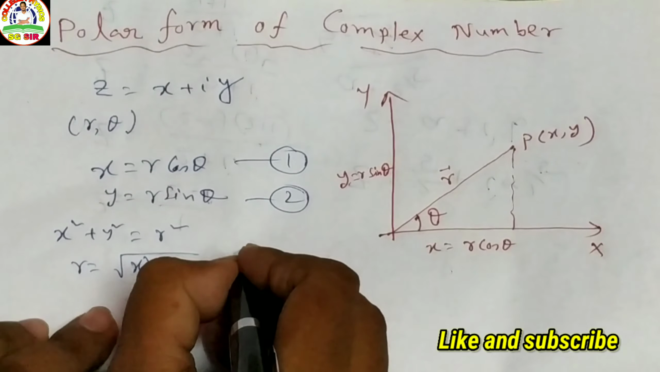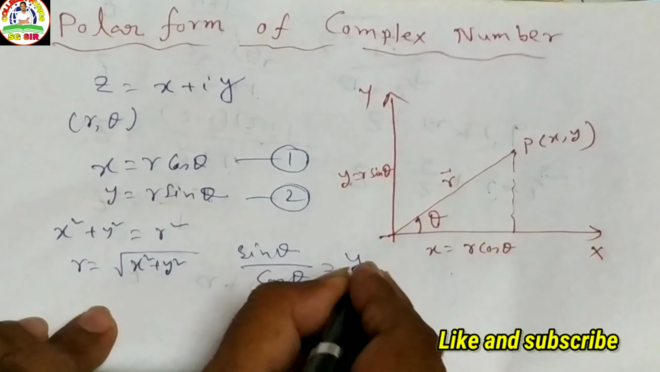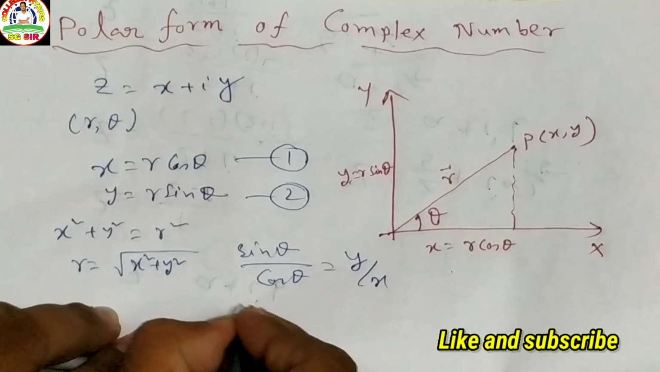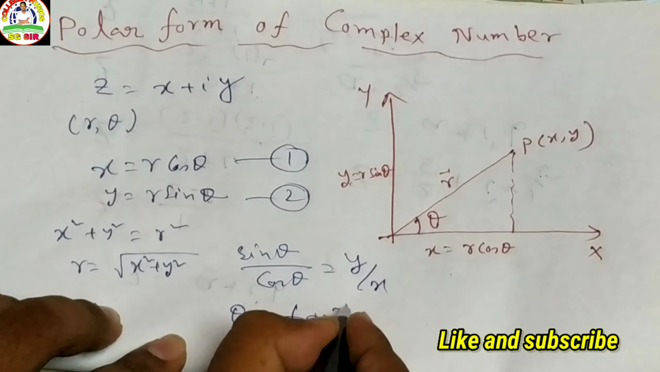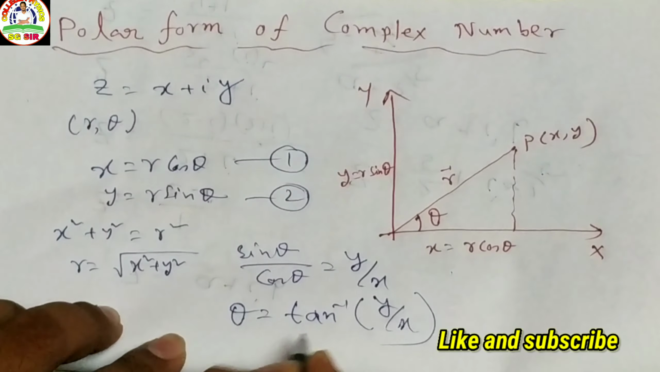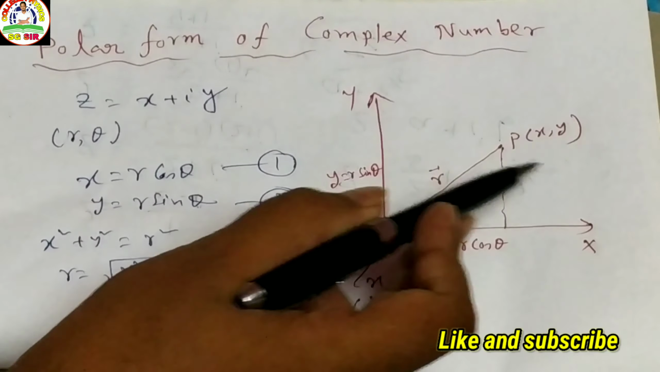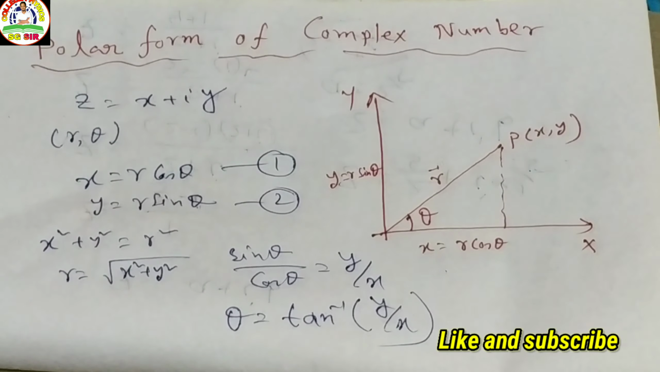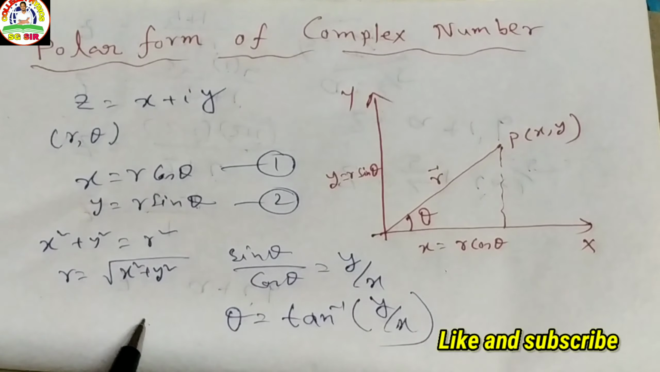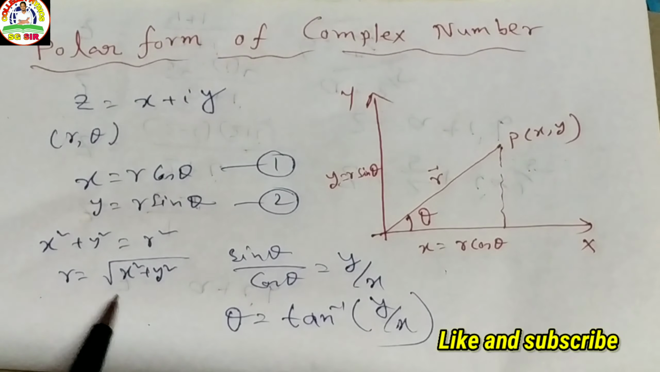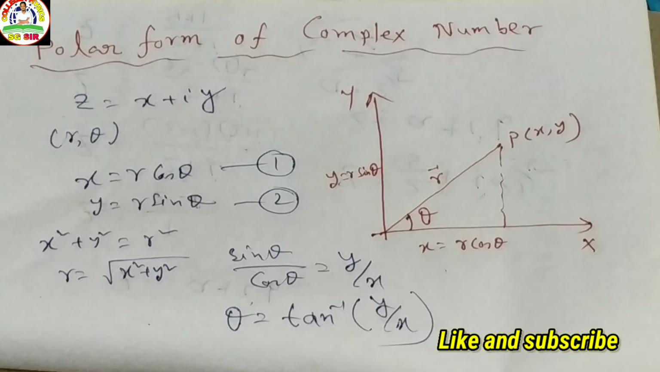So sin theta divided by cos theta is equal to y by x. So tan theta is equal to y by x, that means theta is equal to tan inverse y by x. So a Cartesian coordinate is x comma y, and in polar coordinates we write it as r comma theta, where the relation between Cartesian and polar coordinates is r equal to root over of x square plus y square and theta equal to tan inverse y by x.